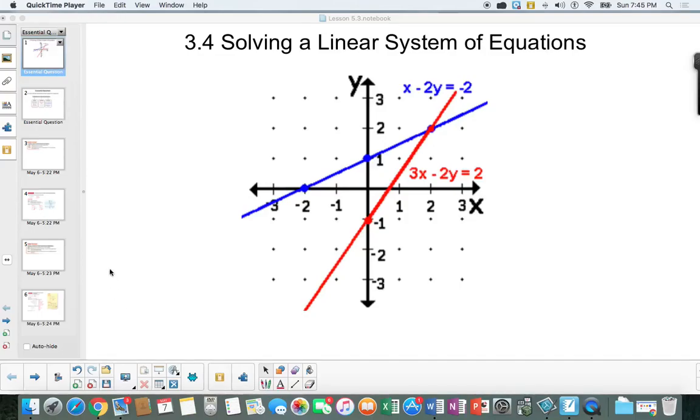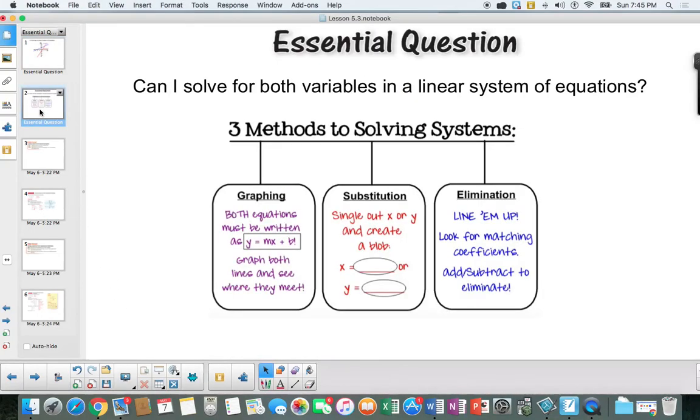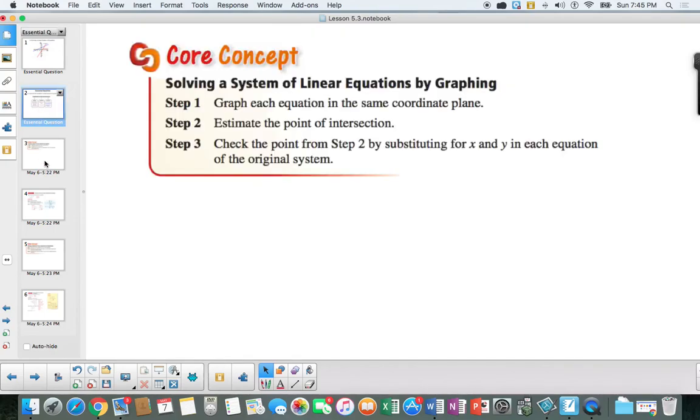3.4, solving a linear system of equations. Essential question: can I solve for both variables in a linear system of equations? First method is a graphing method.